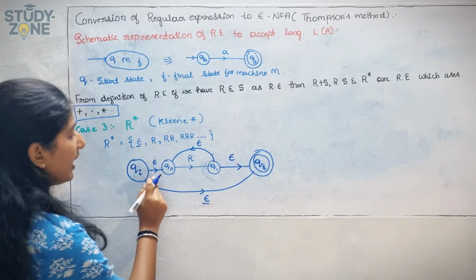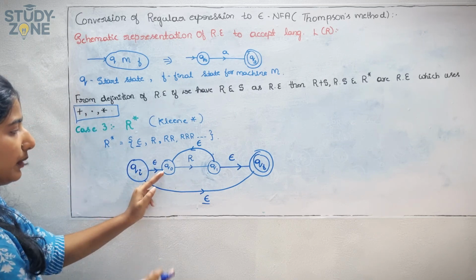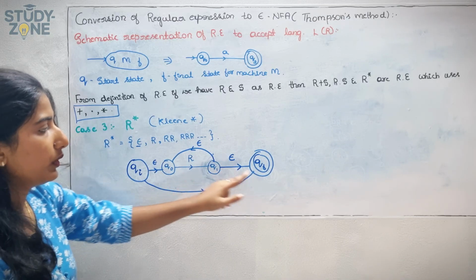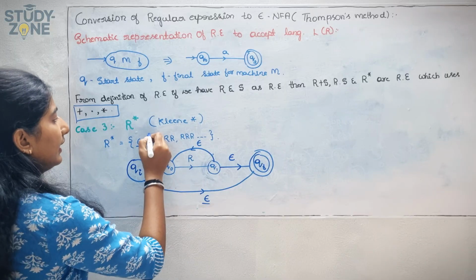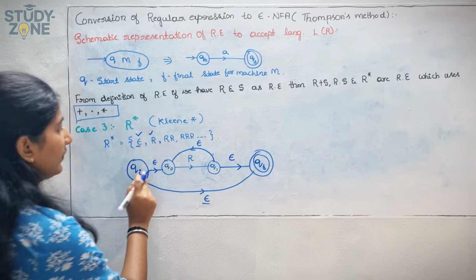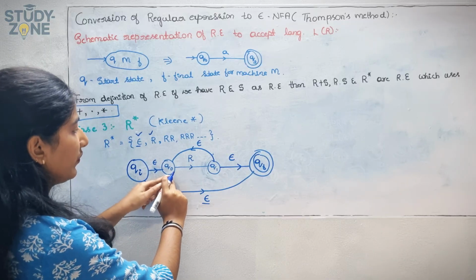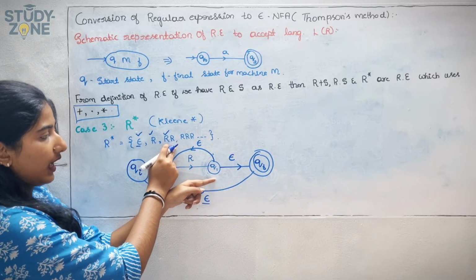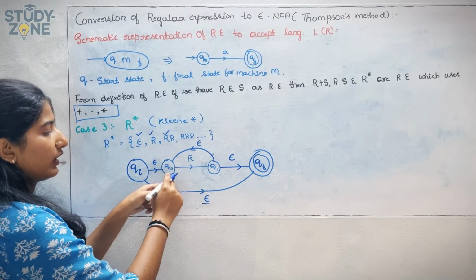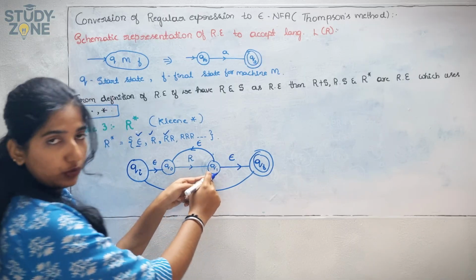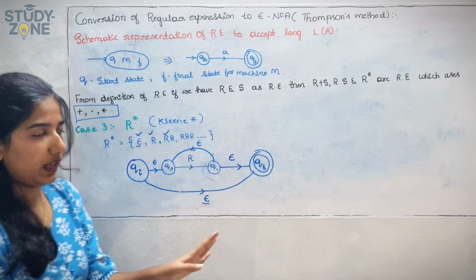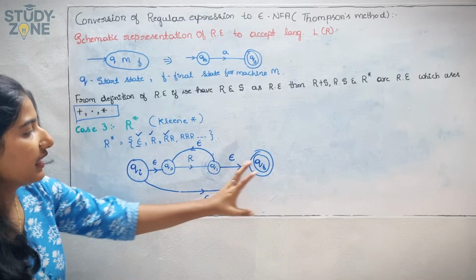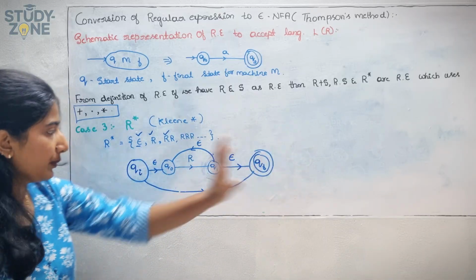Done. If I get R, Qi on epsilon moves to Q0, Q0 on R moves to Q1, and Q1 on epsilon moves to QF. Done. If I have RR, Qi on epsilon moves to Q0, Q0 on R, one R is done, moves to Q1. I got another R, so I move back to Q0 on epsilon, and if I get R, I move to Q1, and Q1 on epsilon moves to QF. If I get any number of R, it will be looping in Q0 and Q1, and then it will move to the final state. Clear?